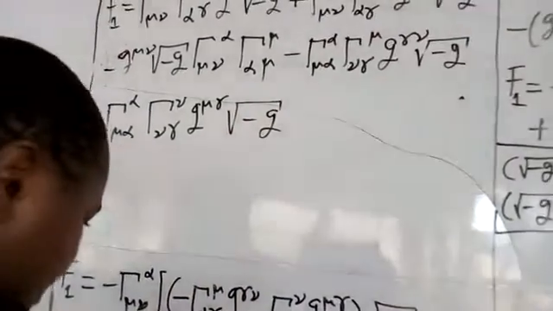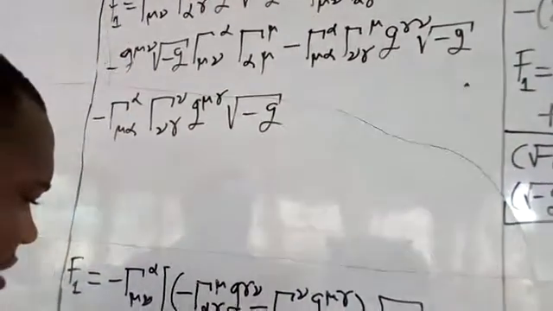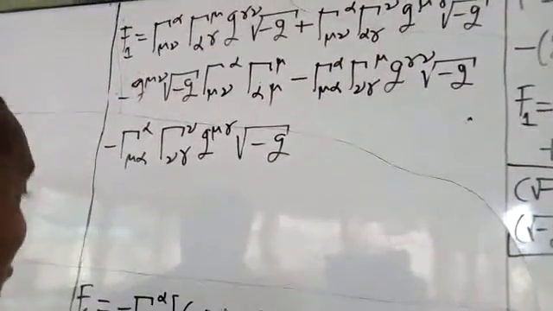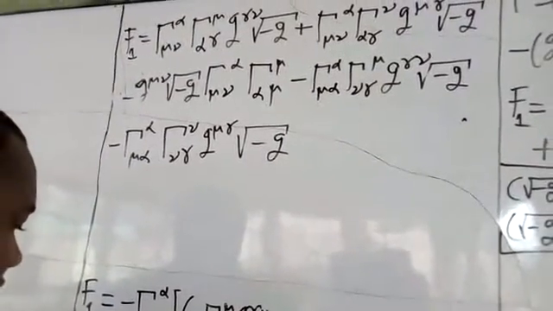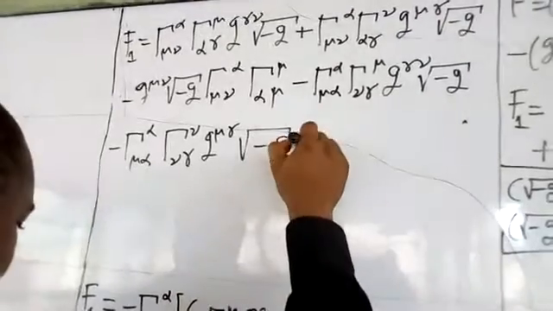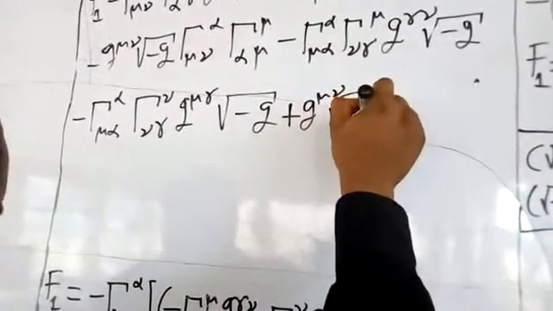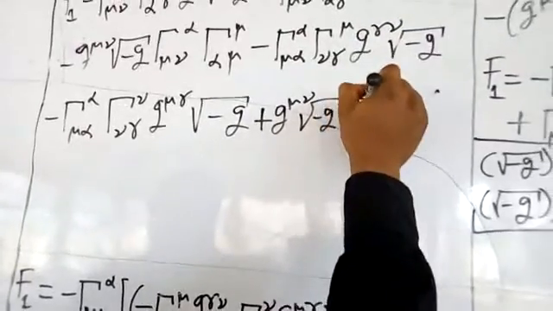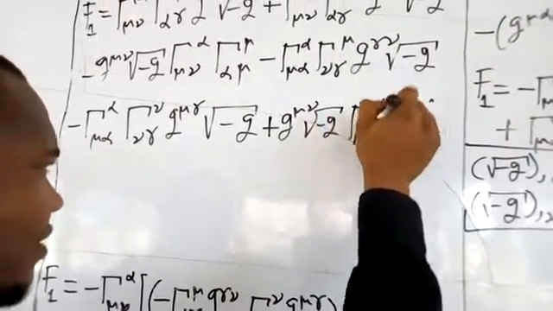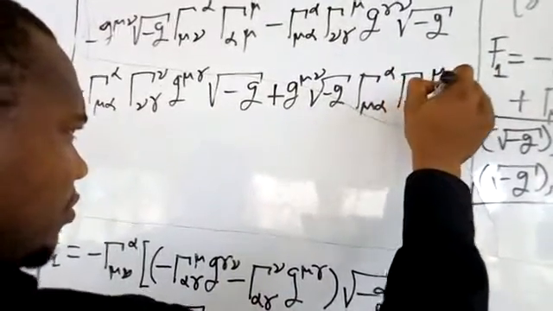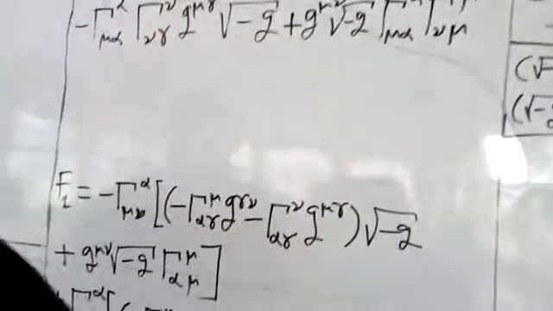Hopefully we haven't mixed up any of this, what is it called, indices. Otherwise we'll have some very serious problems. And then next we are going to have plus g mu nu square root of minus g, and then I'm going to have gamma alpha mu alpha, but then again gamma mu nu mu. And that is it, all the terms in F1.